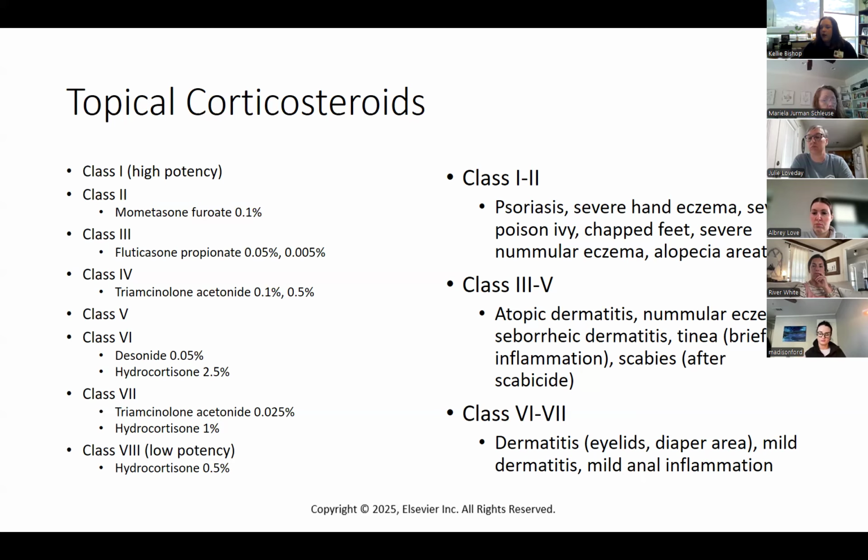And then classes 6 through 7 are like our mild dermatitis, things like that. So that's where they fall class wise. You don't have to know that triamcinolone 0.025% is a class 7. Just know that that's one that we would use.